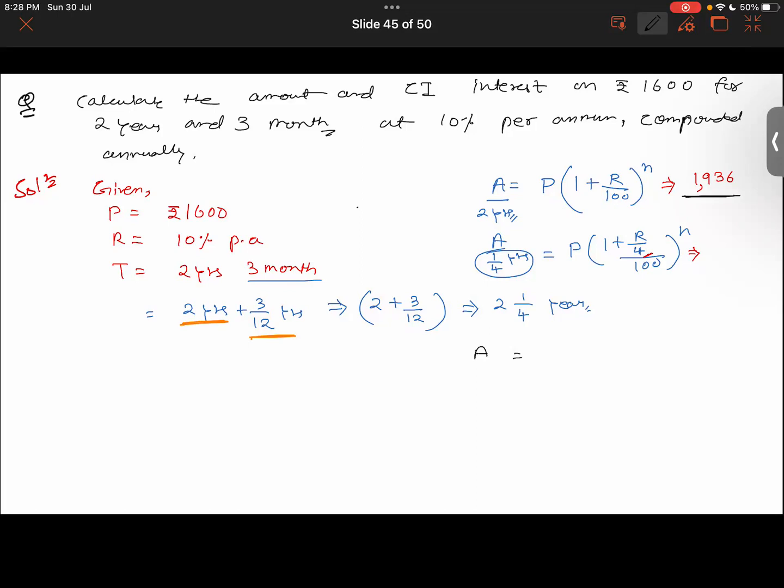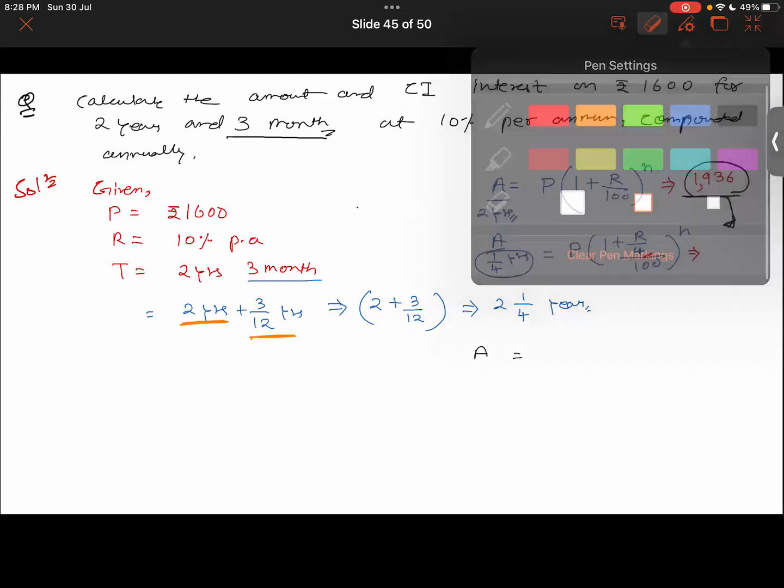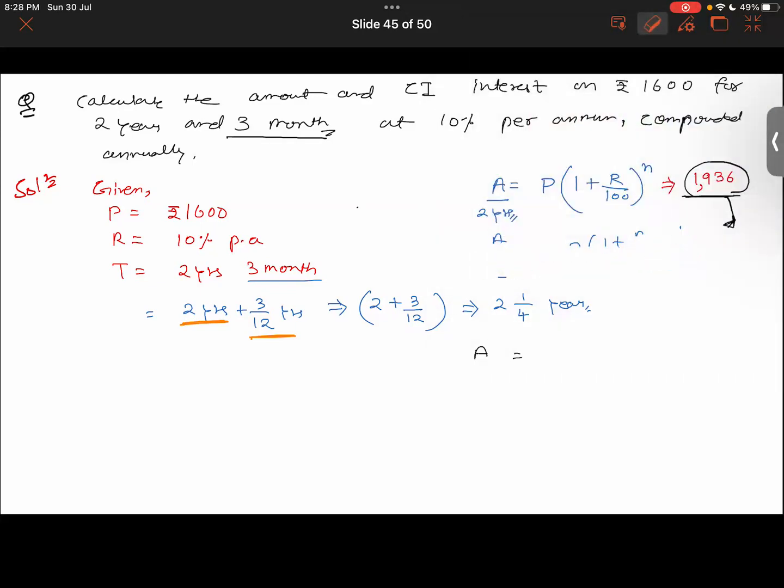And we know that we are calculating the rate of interest on a quarterly basis now. So for that purpose, this 1936 will become the new principal amount for calculation of interest for 3 months. Are you guys getting it?